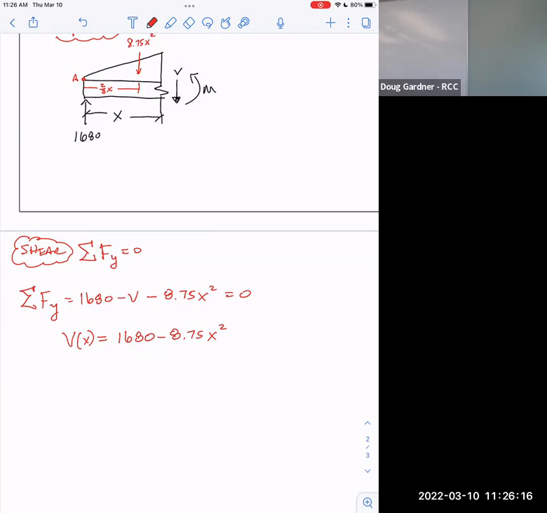Now, notice when you graph this, that's interesting. That is a parabola. The shear equation is a parabola. And remember, the reason we're graphing this is because there's literally millions of different shears, and the graph will tell us which one is the biggest. All we really care about is which one is the biggest, but that's why we've got to make a diagram.